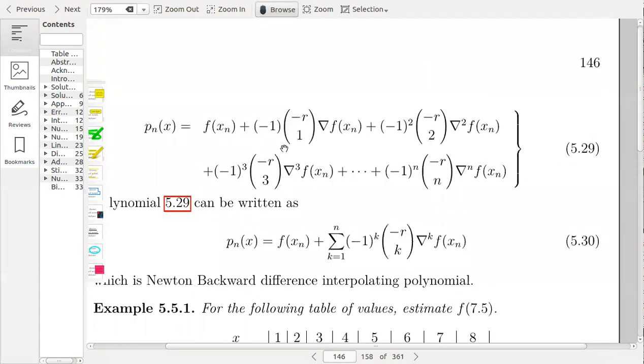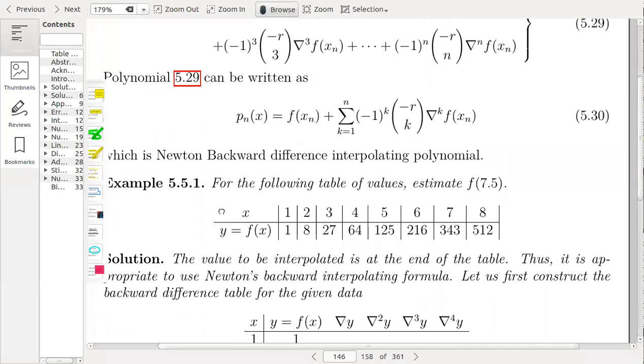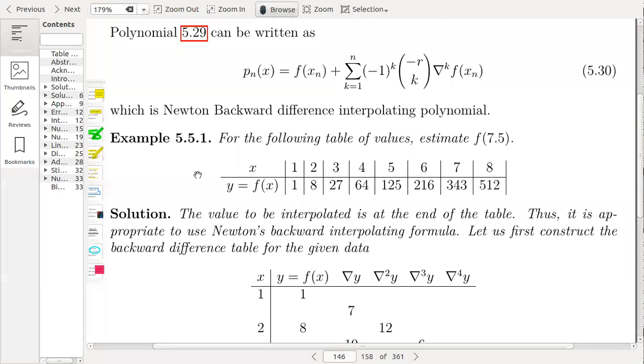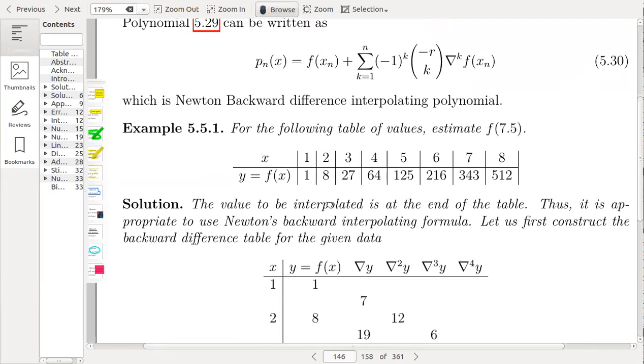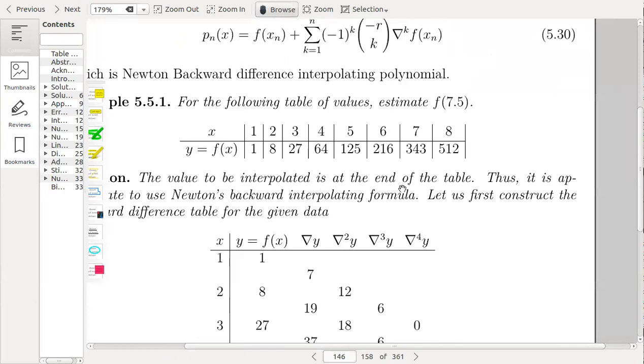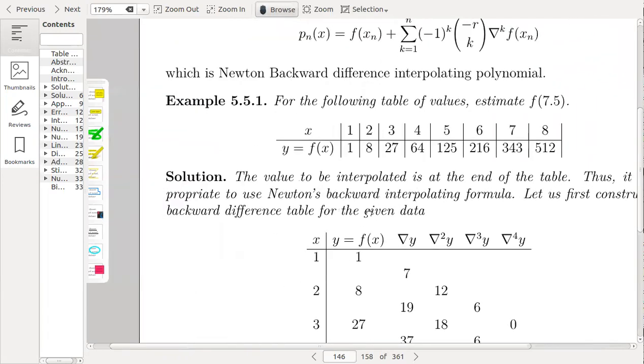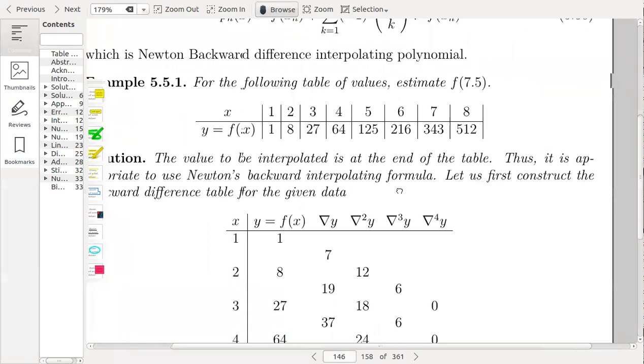So this polynomial is actually Newton's backward difference polynomial, or Newton's divided difference polynomial in the form of a backward difference polynomial. Now we can apply it on an example. The example is: for the following table of values, estimate f of 7.5. The values of x are 1, 2, 3, 4, 5, 6, 7, 8, and the values of y equal to f of x are 1, 8, 27, 64 and so on. The value to be interpolated is at the end of the table. Thus, it is appropriate to use Newton's backward interpolating formula.